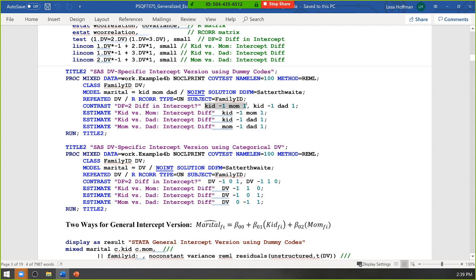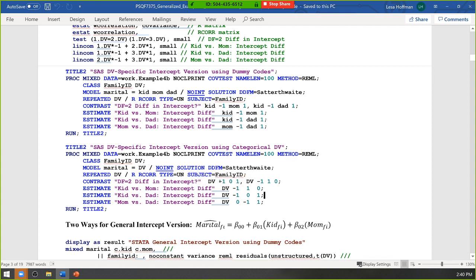Contrast is the same thing as test. So I'm contrasting: here's one pairwise difference and here's another. The comma separates multiple degrees of freedom for the test, so this is a 2-degree of freedom contrast. And the estimate statements then give me pairwise comparisons between the intercepts for each type of person. I can either type out my own explicit dummy codes that I made, or let SAS do it internally for me through DV.